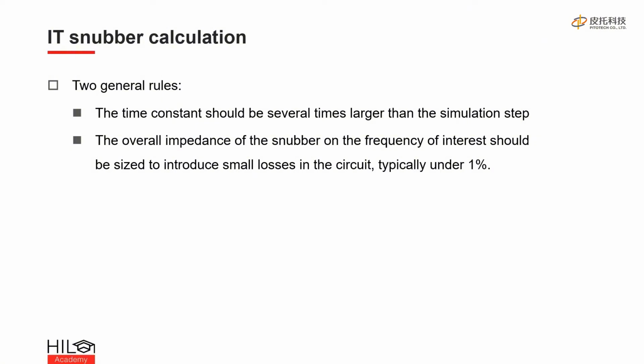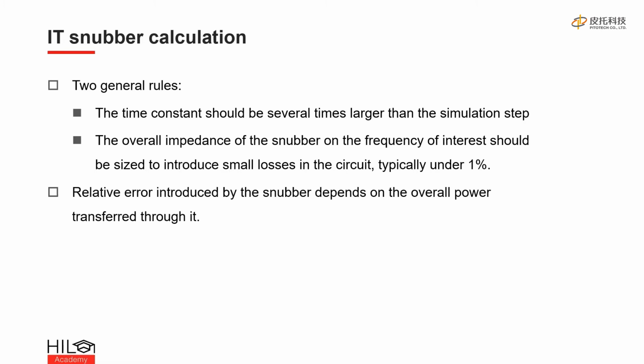It is important to note that the relative error introduced by the snubber depends on the overall power transferred through it. If nominal power is transferred through the coupling, the snubber's effect can be neglected. Meanwhile, if there is no power through the coupling, we will have a high relative error, since the only power flowing through is due to the snubber circuit. You can find a document with equations you can use in order to calculate snubbers in the Materials tab.